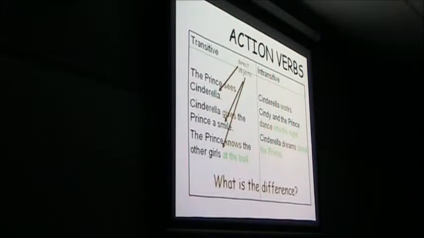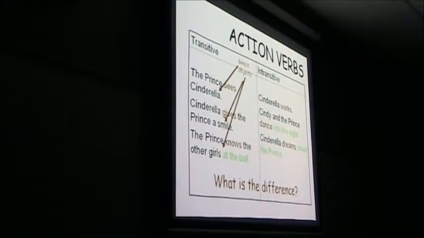In the second batch, the intransitive verbs, my first one says works. Who's doing the working? Cinderella. What is she working? There's nothing there. Cindy and the prince dance into the night. Into the night is a prepositional phrase, so it's gone. Cindy and the prince dance. Dance is the verb. Who's doing the dancing? Cindy and the prince. What is their dancing? There's nothing to go to.